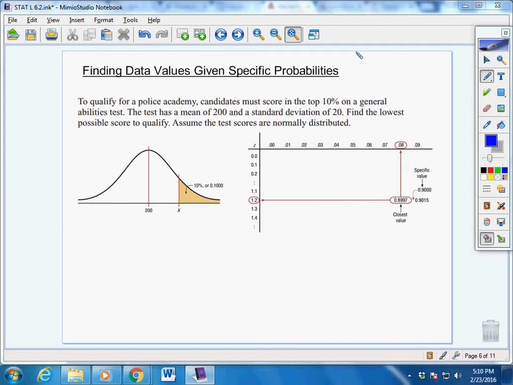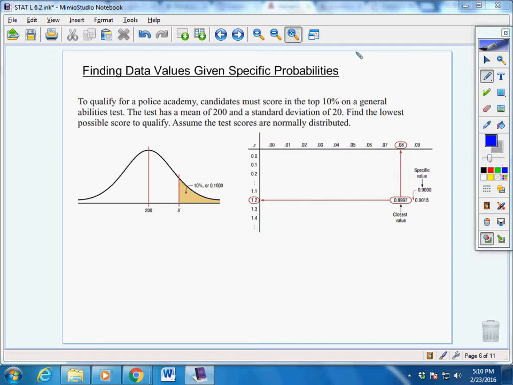We are starting to get a little more confident now with taking the z-score and finding the area, or the probability or percentage, however you want to think of it, that correlates to that z-score, that standard score, that z-value. But now we want to work backwards. So now we're going to try to find data values given those probabilities, given those percentages. Let's look at an example to see how we're going to do that.